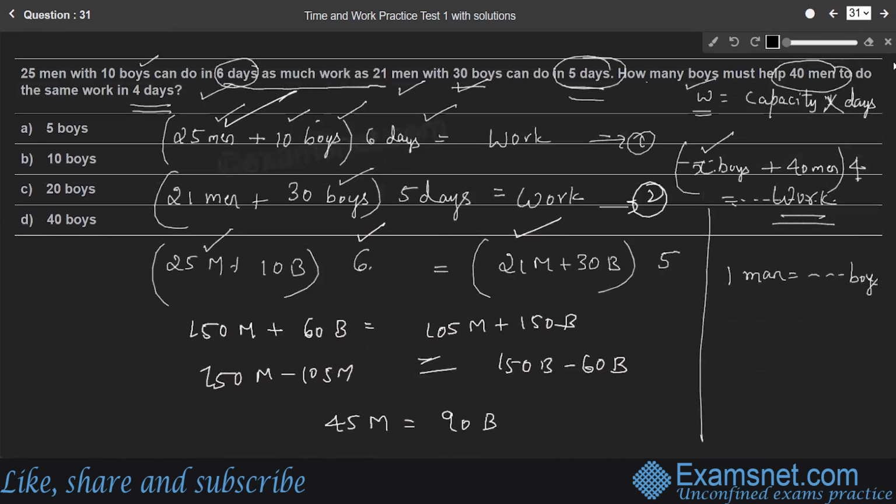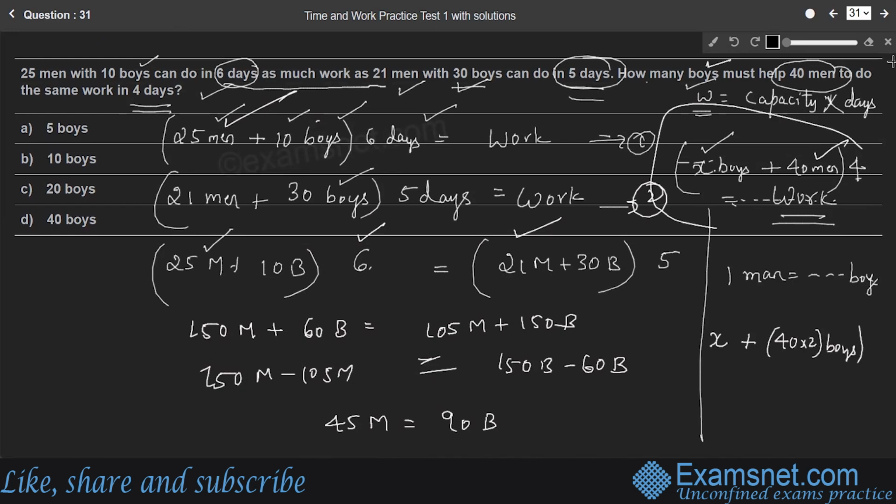Here the question is, how many boys must help 40 men to do the same work in 4 days? So we'll consider this part. X number of boys along with 40 men. 40 men means 40 into 2 boys.